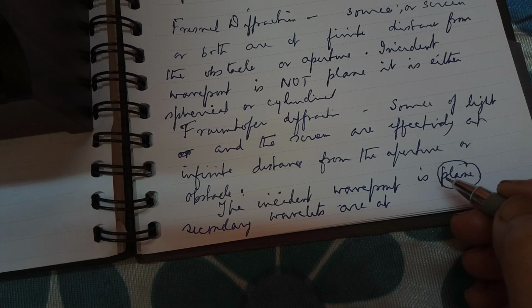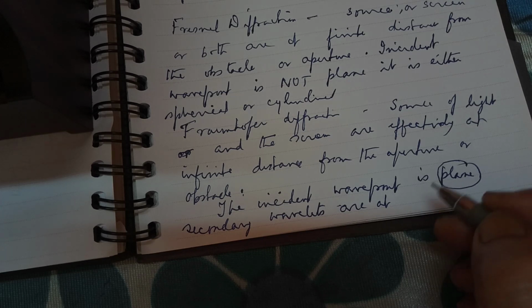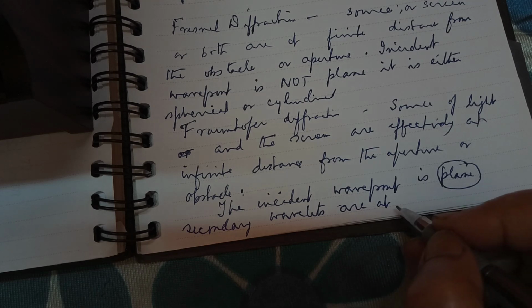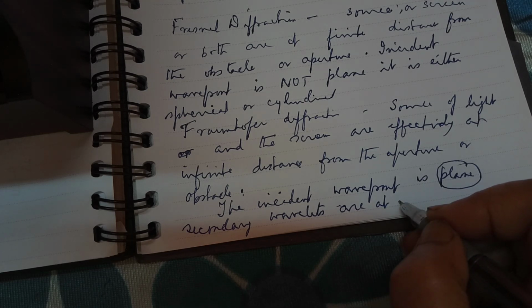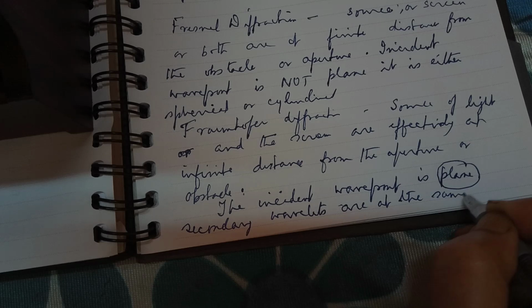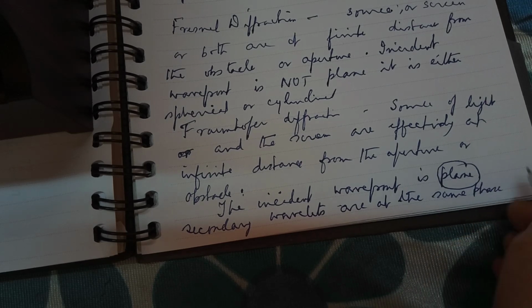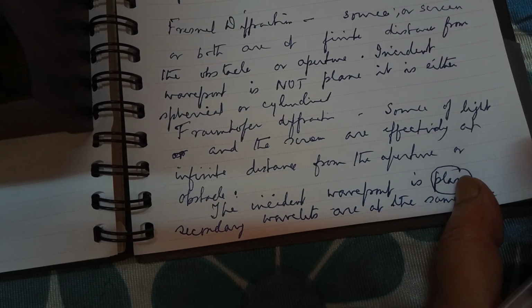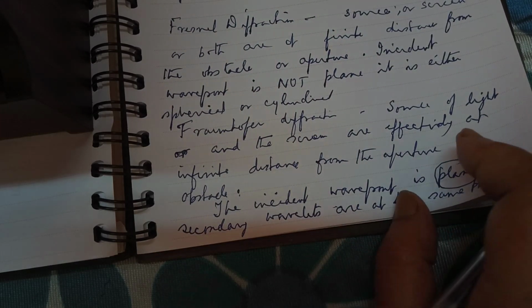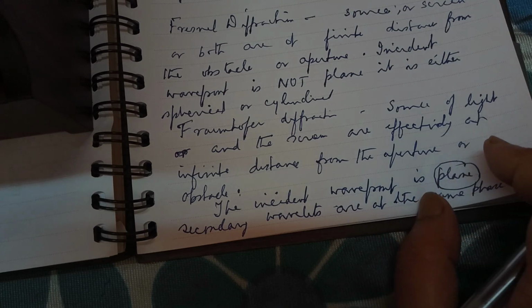These secondary wavelets of the wave front, the secondary wavelets which originate from the unblocked portions of the wave front, are at the same phase at every point in the plane of the aperture. So these are the two basic differences between Fresnel and Fraunhofer diffraction.